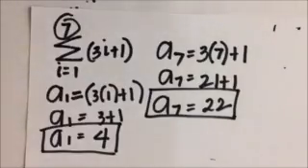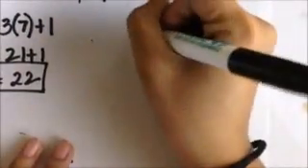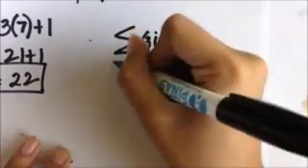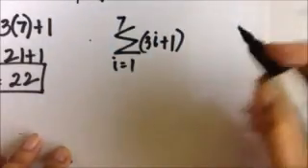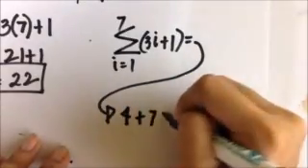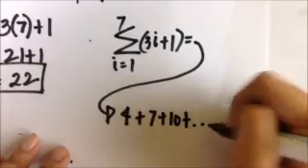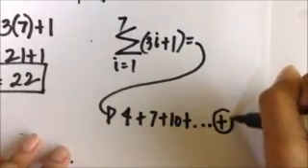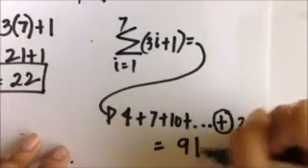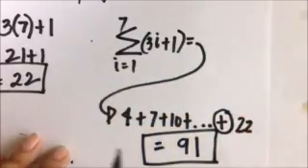So, we will write again the notation. The summation of 3i plus 1 taken from 1 to 7 is equal to 4 plus 7 plus 10 plus dot dot dot, plus, don't forget the plus sign, the seventh term, 22, is equal to 91. You can do it manually like this, but I have a formula that helps you to make it short.